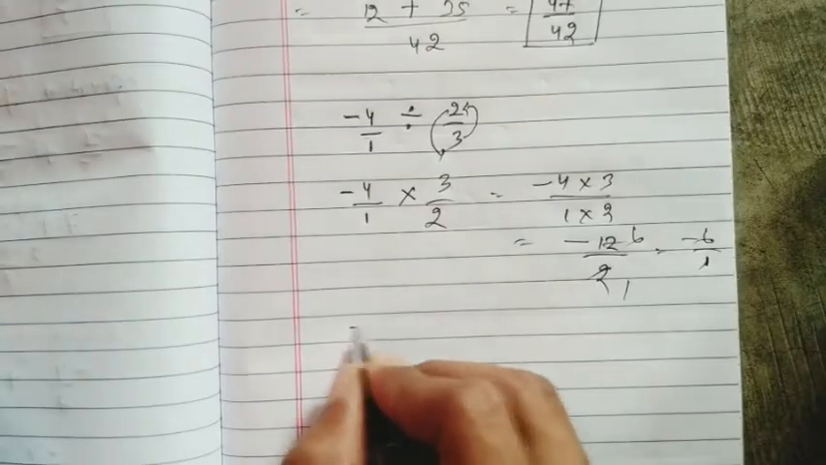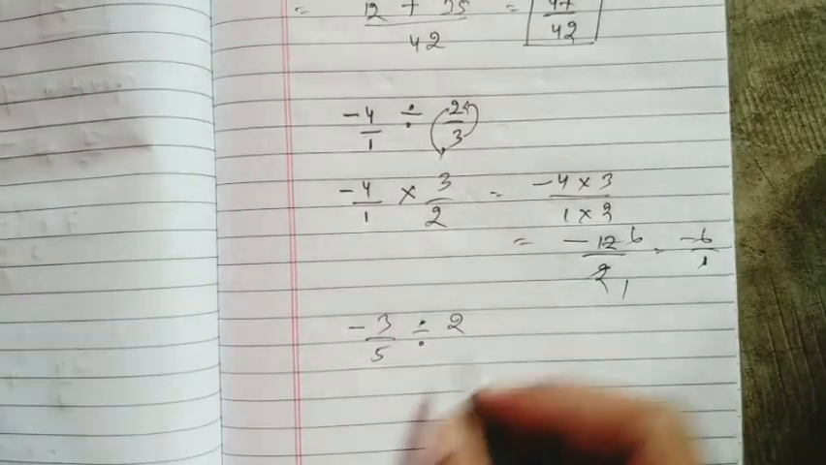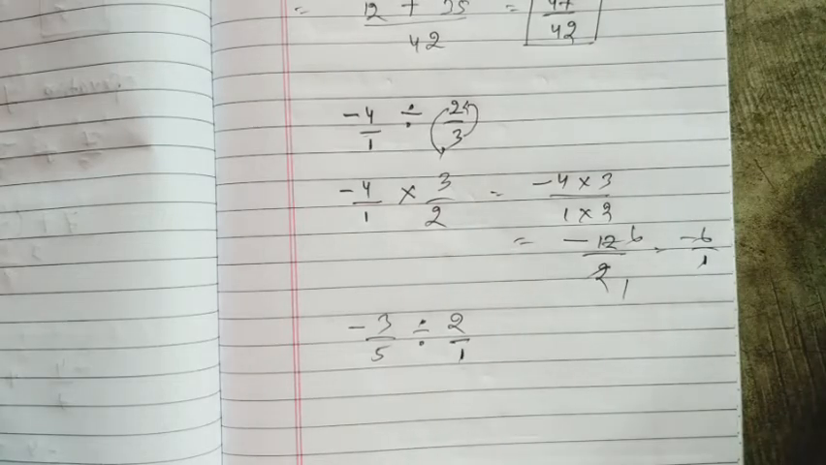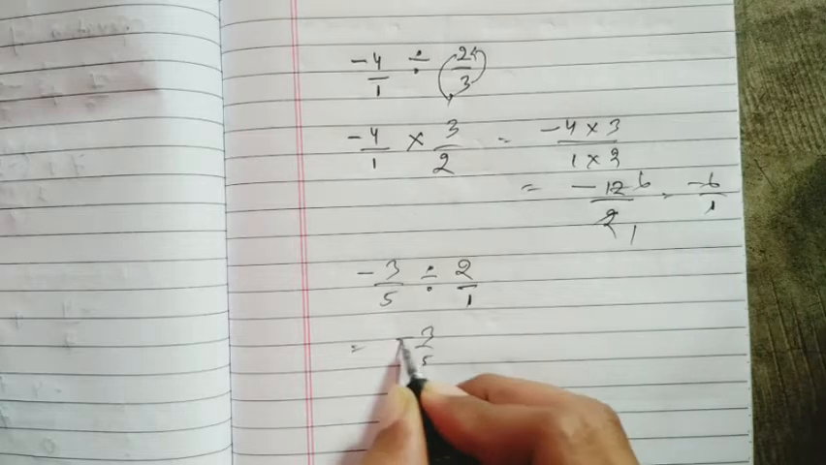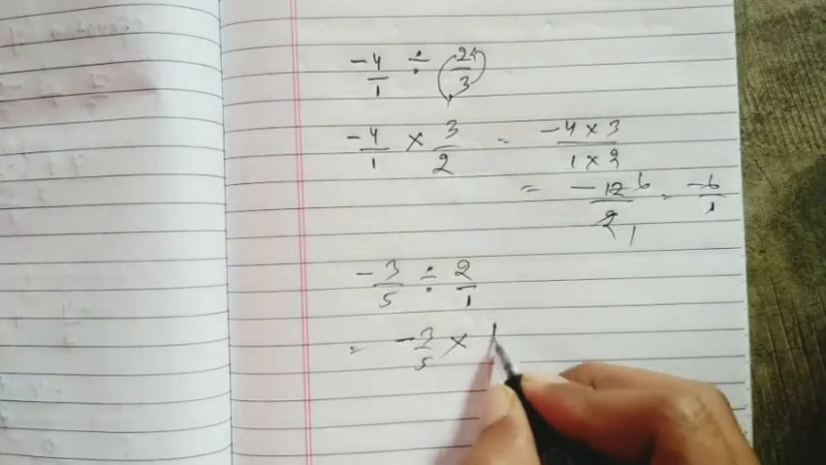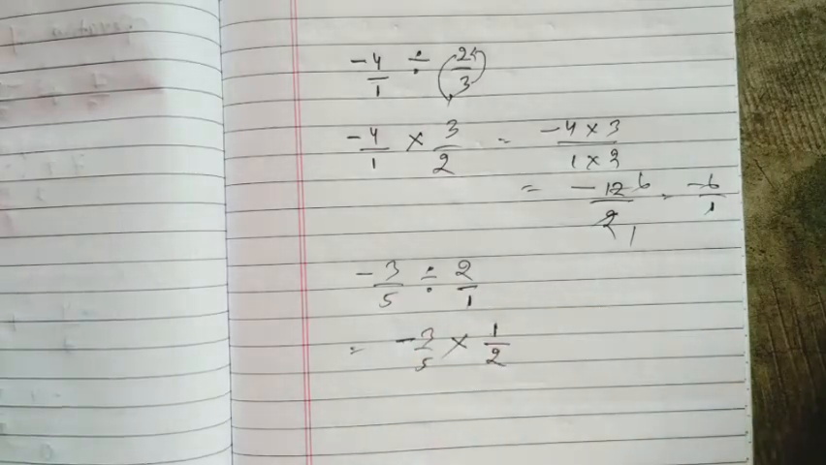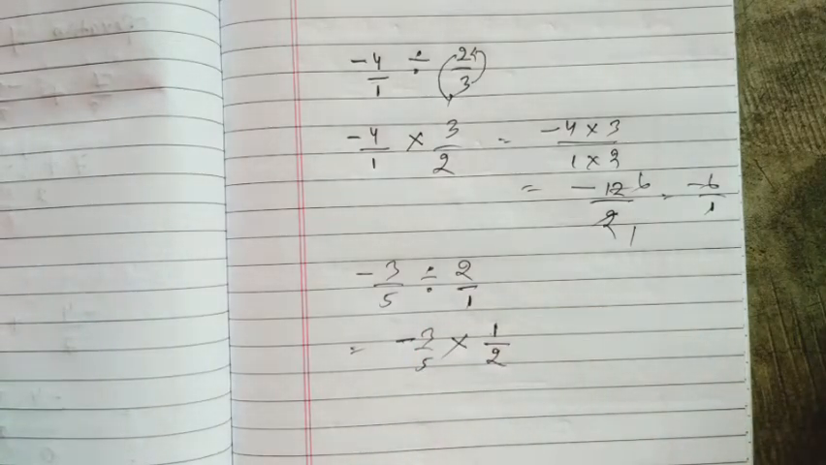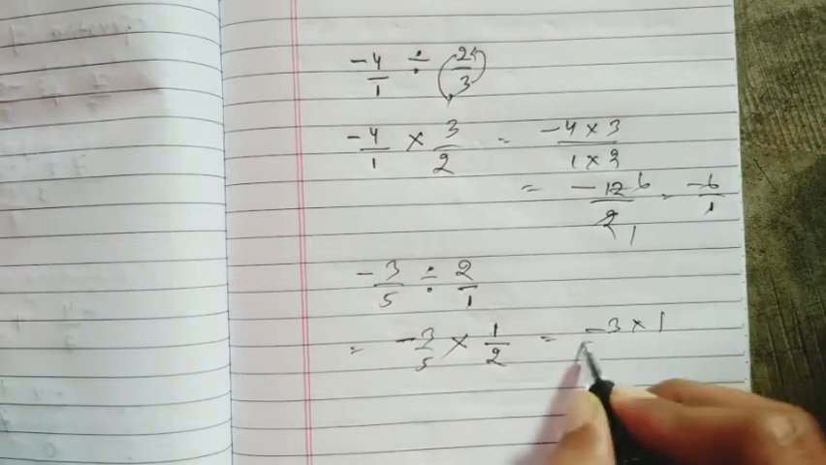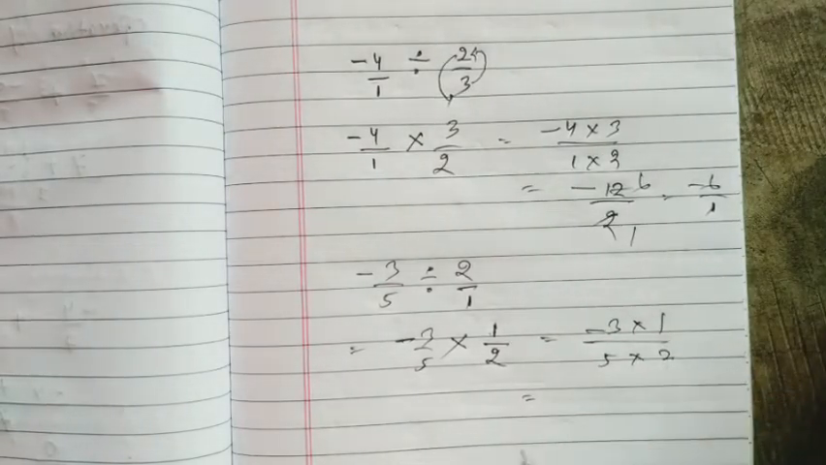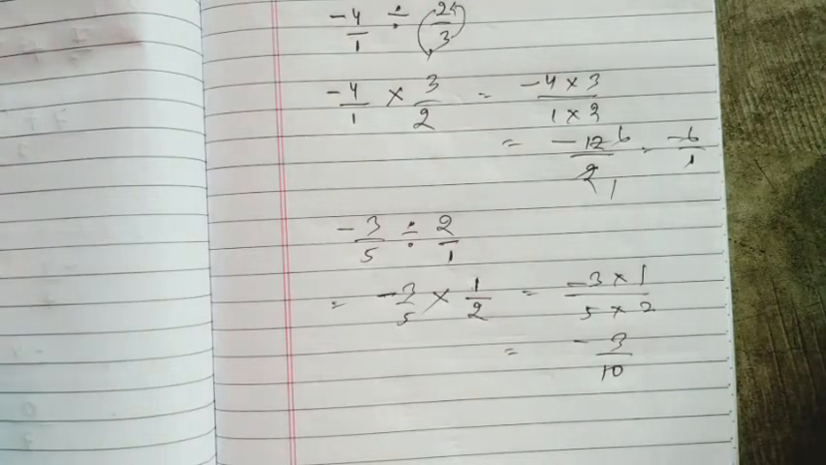Okay, second one, minus 3 by 5 divided by 2. What do we have to do? Nothing is here, put the denominator 1 and now solve. Minus 3 by 5 multiplied by 1 by 2. If you change the sign, then convert to the reciprocal. So minus 3 into 1 by 5 into 2. What comes? Minus 3 by 10. Clear to all of you?